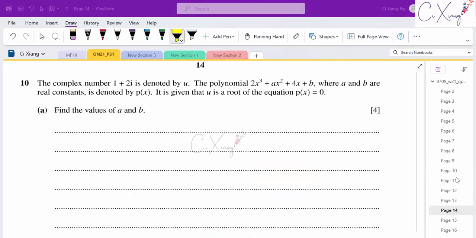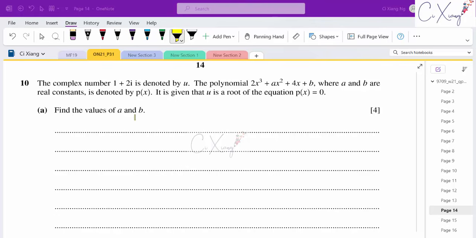Okay, so we are now at the last question for this paper. The complex number 1 plus 2i is denoted by u, and then we have a polynomial denoted by p(x). It is given that u is a root of the equation p(x) equals 0. They want us to find the values of a and also b.